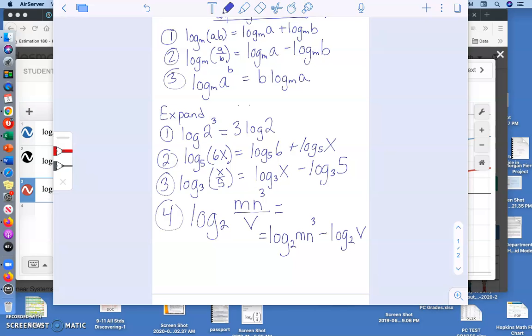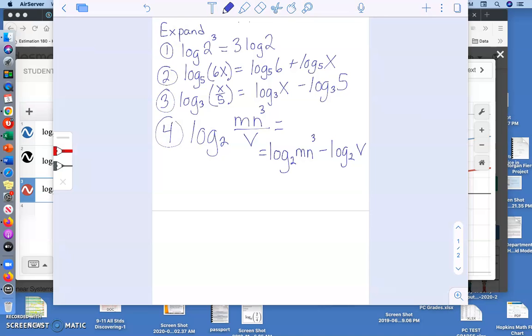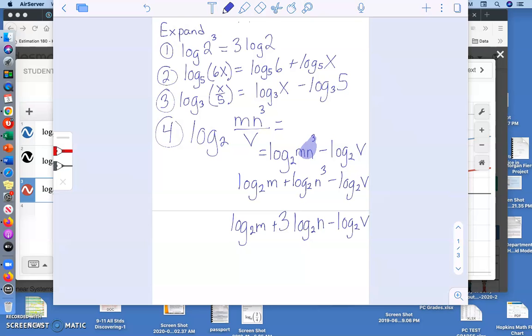So we broke apart the division. Well, exponents we're going to do last, kind of the opposite of PEMDAS there. So we still have multiplying right here. So let's break apart that multiplying. Log base 2 of m plus log base 2 of n cubed minus log base 2 of v. And then the last thing we can do is bring that exponent out in front. So log base 2 of m plus 3 log base 2 of n minus log base 2 of v, and we've expanded it.